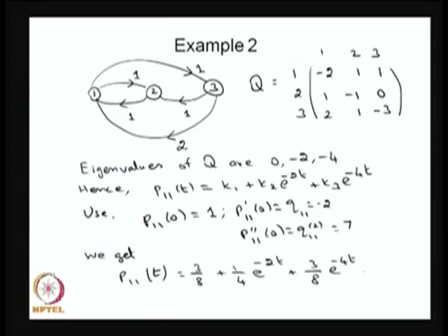Similarly, I can go for finding P1,2 of t and P1,3 of t. I do not need to compute P1,3 in the same way, because once I know P1,1 of t and P1,2 of t, P1,3 of t is nothing but 1 minus those 2 probabilities, because the summation of probability is equal to 1. So, this is the other way of getting the time dependent solution, the transition probability of the system being in state j, given that it was in state i at time 0.